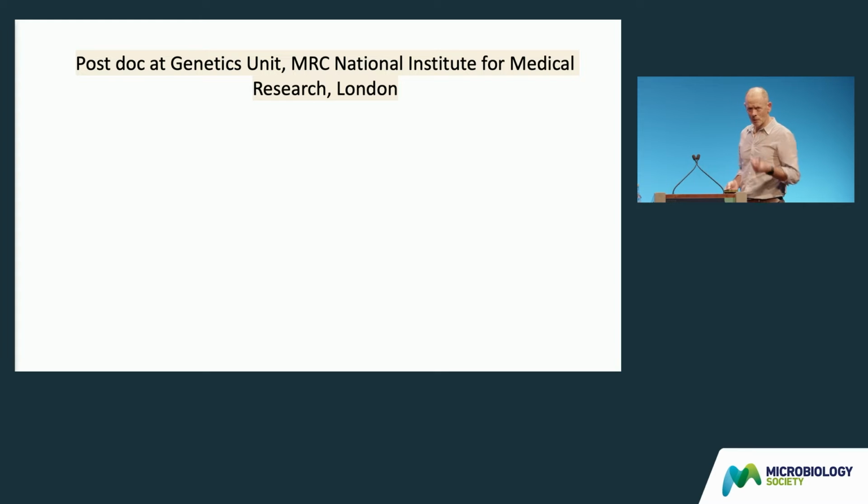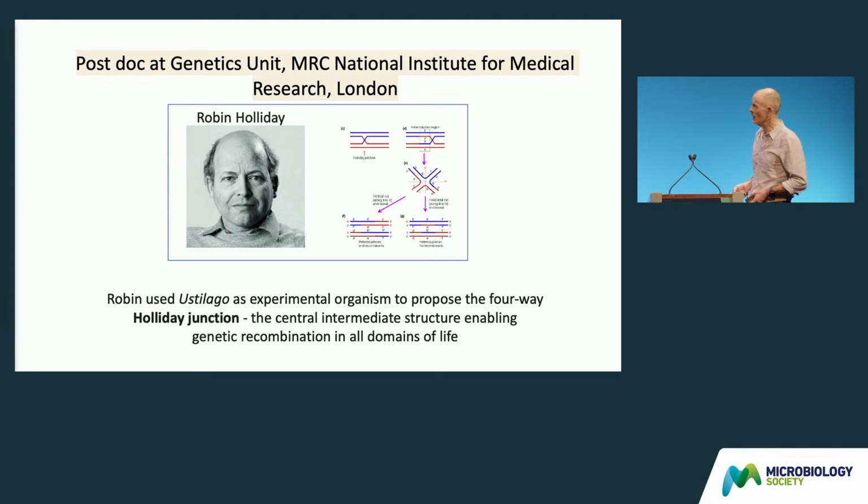So the story for today begins when I was a postdoc in North London at the National Institute for Medical Research. And I came there having done a postdoc in the US, working on a fungus called Ustilago maydis, a pathogen of maize. And I came to work at Mill Hill because of this fellow, Robin Holliday.